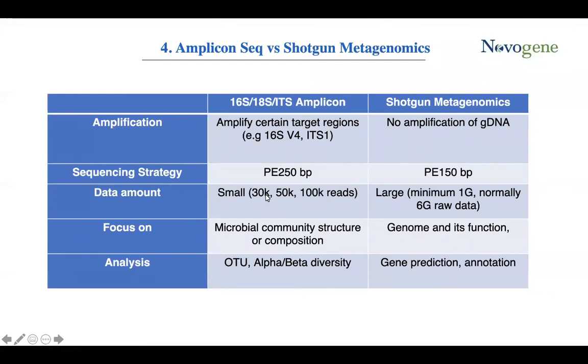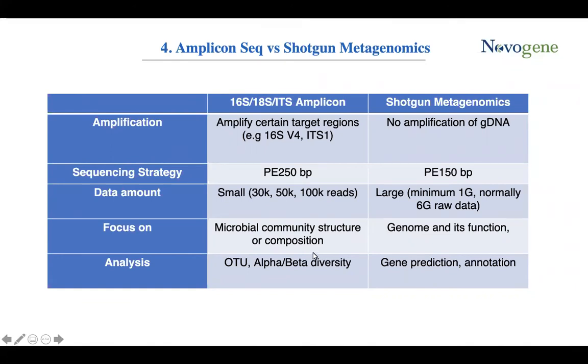And also we need a relatively smaller data amount in amplicons, commonly 30K to 100K raw reads per sample. But for metagenomics, often we will sequence a large amount of data. We normally choose the 6 gigs package.